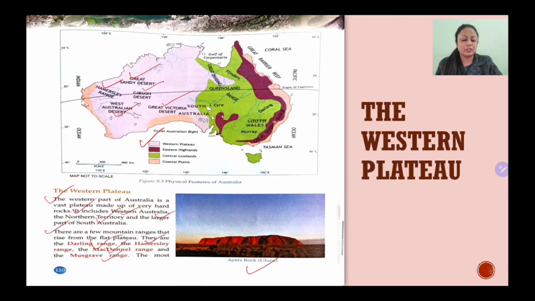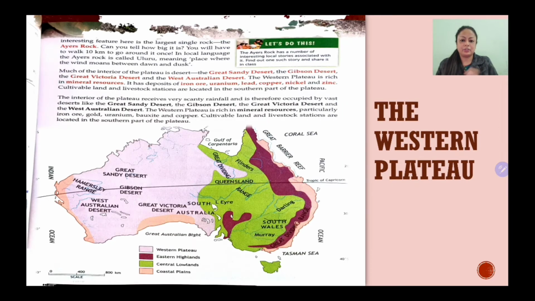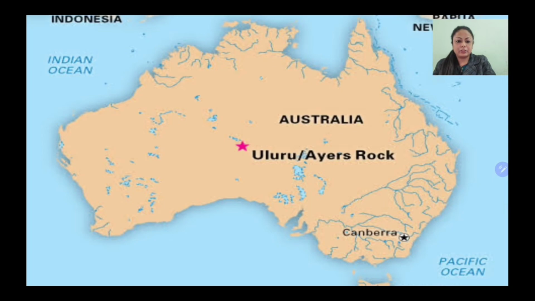Now students, in this plateau there is a very unique physical feature, that is Ayers Rock, and the original people of Australia, known as Aborigines, they are actually indigenous to this continent, means they are living in this continent from the beginning, and they call it Uluru. So this is a word, and let's know what it means. It means the place where the wind mourns between dawn and dusk. If you look at the picture of Ayers Rock, you will understand the meaning.